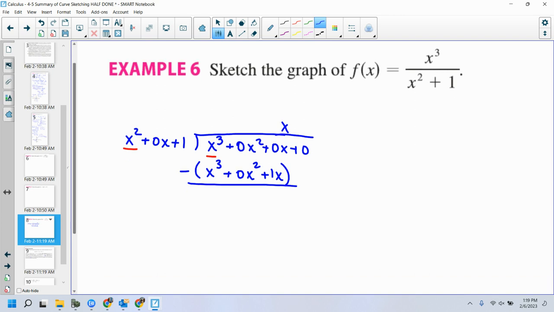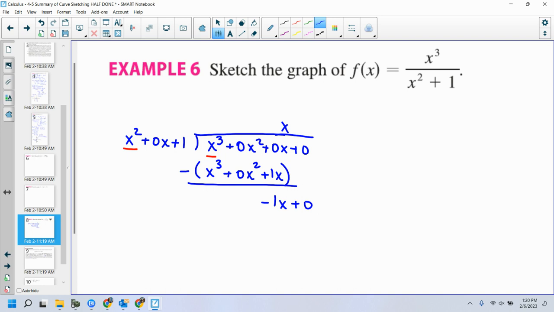All right. So this cancels, this goes to negative 1x plus 0. Now, when can you stop long division? When the piece underneath the line has a smaller degree than the piece outside. Like here. We can stop long division now because the piece underneath has a smaller degree than the piece outside.